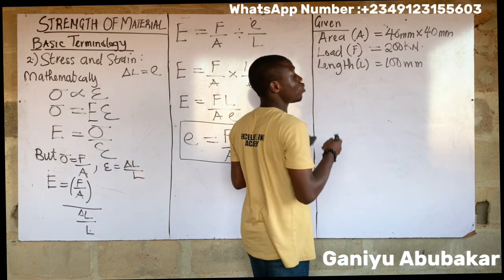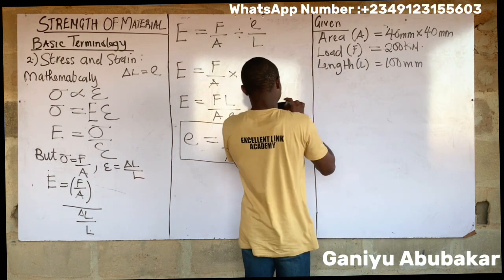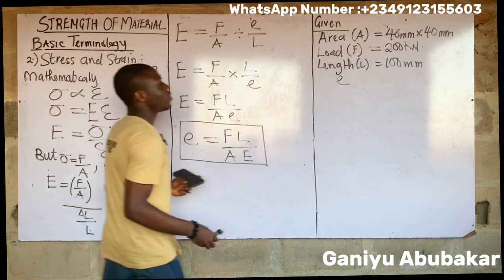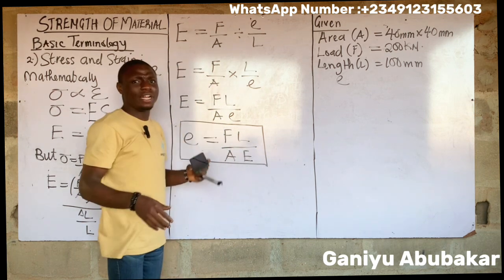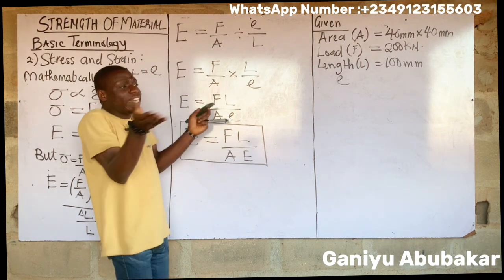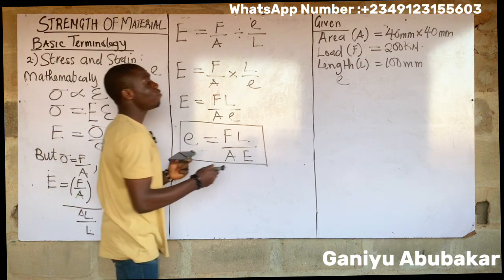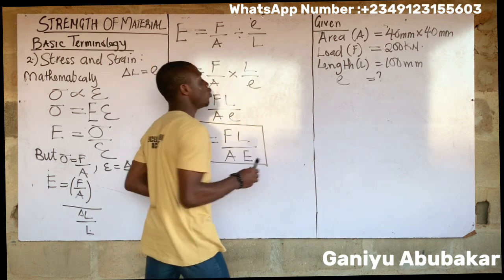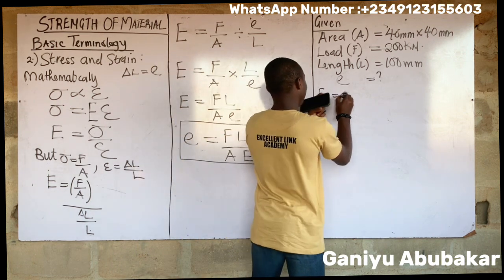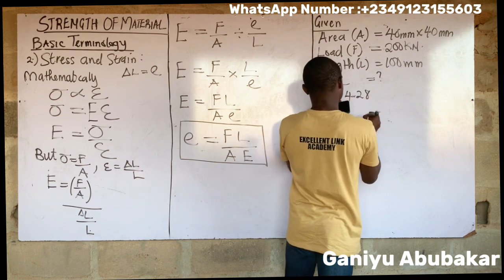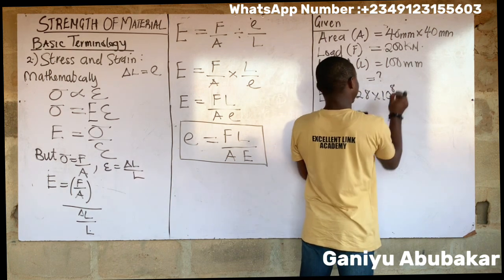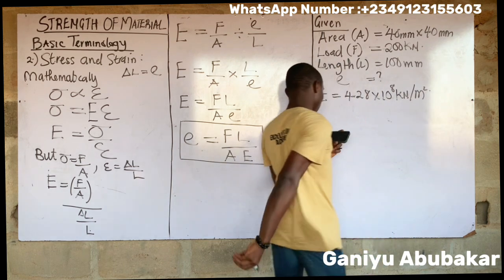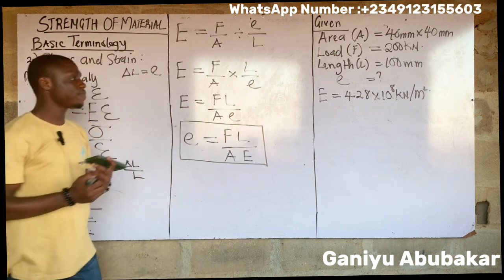So the question says find what? Calculate shortening length. That's change in length, that's the meaning. I'm looking for e, change in length. Shortening length is like a decrease of length, so we said either increase or decrease, e represents it. So e is unknown. I'm given Young modulus E equal to 4.28 times 10 to the power 8 kilonewton per meter squared.